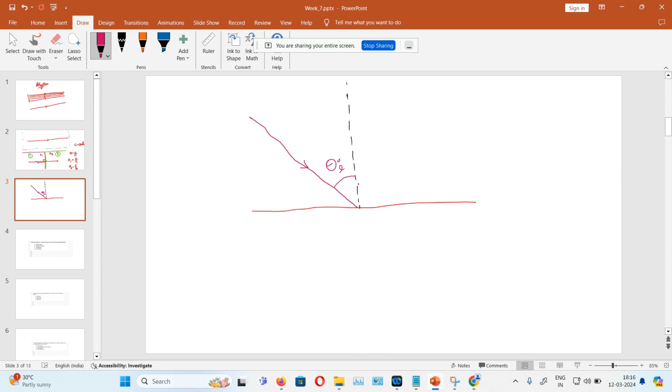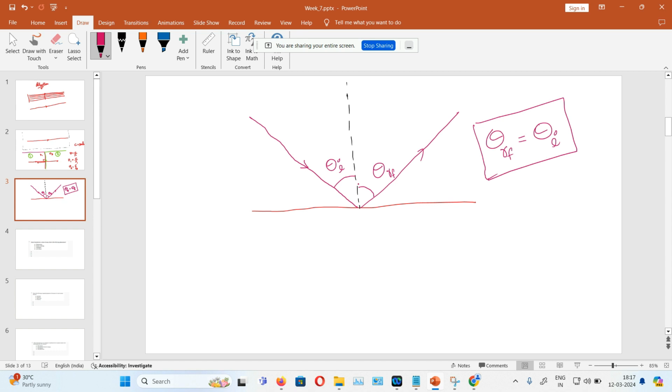Some of the light will get reflected, and the relation between the incident angle and reflection angle is governed by the law of reflection, which says that theta reflection will be equal to theta incident. So the angle of incidence and angle of reflection will be the same. Now, this is the case of the reflected beam. Now, we want to know what will happen if the ray is getting transmitted.